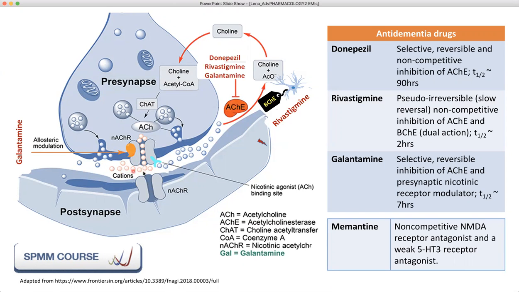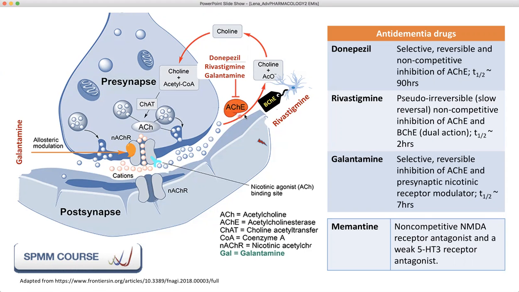So it achieves the effect that acetylcholine will achieve to some extent. This is helpful because it produces a stimulating, alerting effect in some patients. So this is only seen in galantamine, the allosteric modulation of presynaptic nicotinic receptor. You also have a dual action with the rivastigmine.